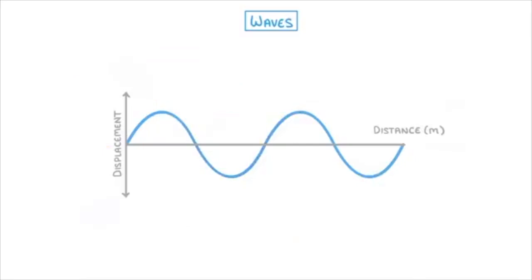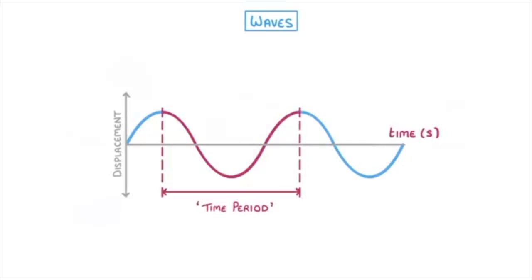Now, sometimes you might see a displacement time graph instead, which looks pretty much the same. But because we have time on the x-axis instead of distance, the length of one complete oscillation will be the time period instead of the wavelength. And the time period is just the time it takes for one complete oscillation.